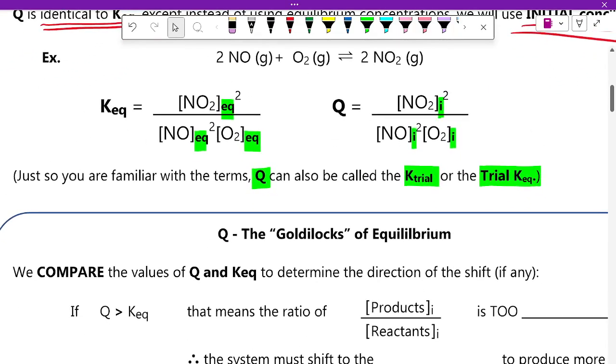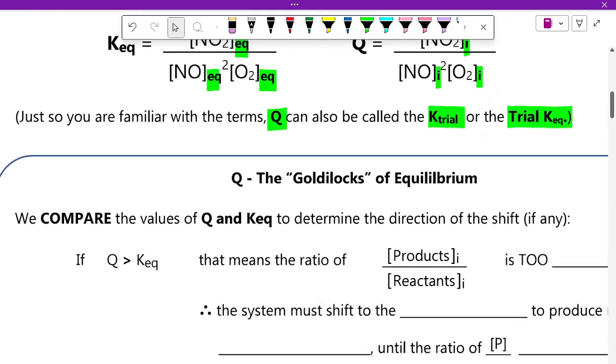Q is the Goldilocks of equilibrium. Do you guys know the Goldilocks story? Anyone not know the Goldilocks story? We all know Goldilocks. Okay. So we're looking for just right. We compare the values of Q and KEQ.